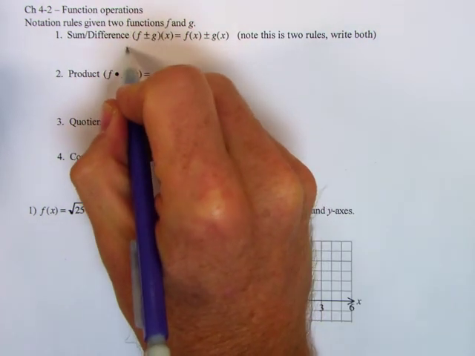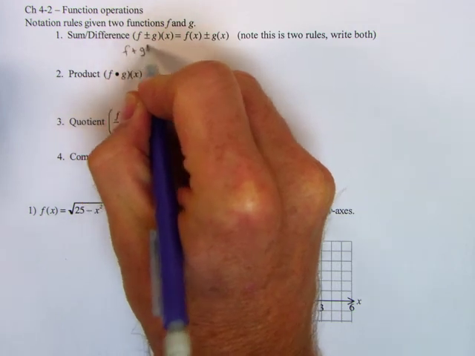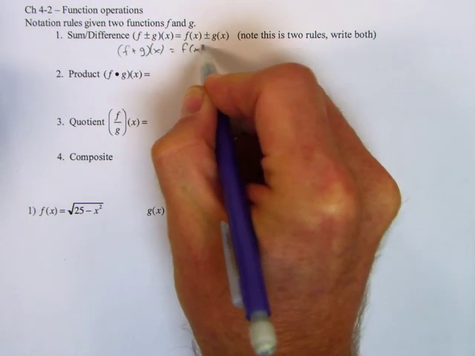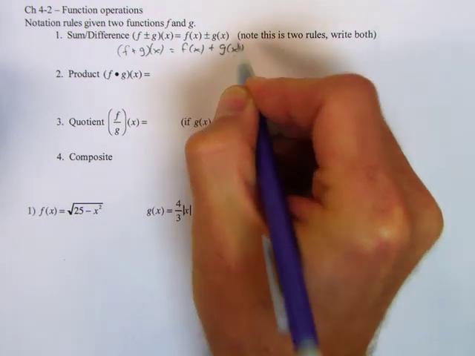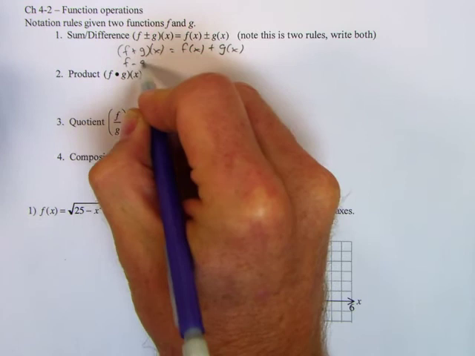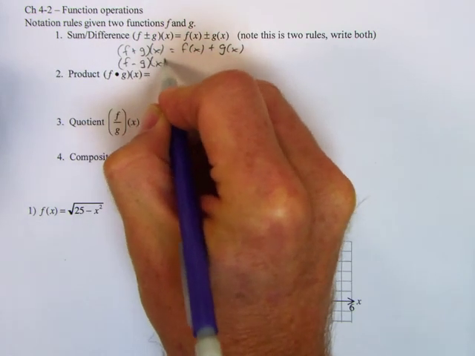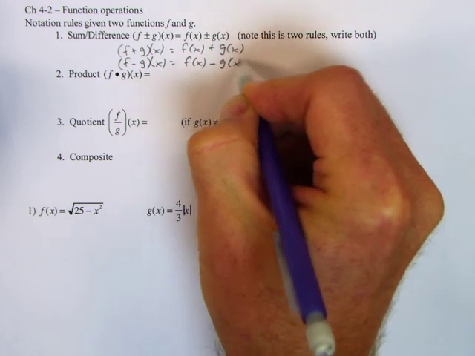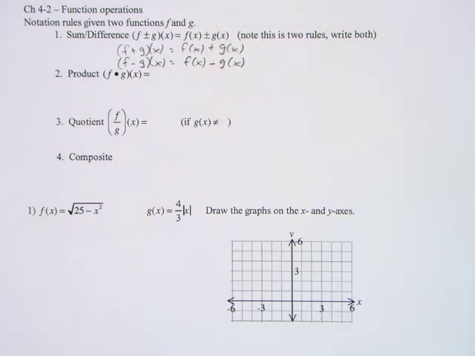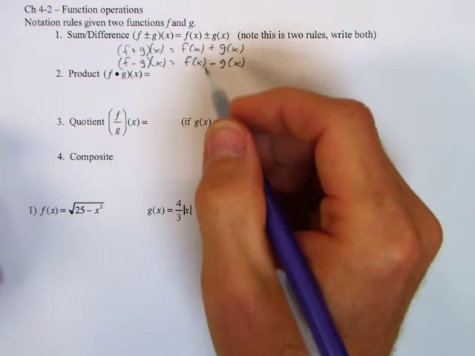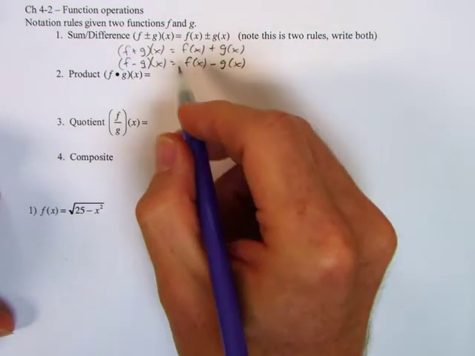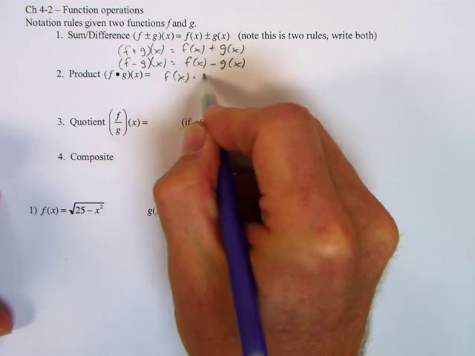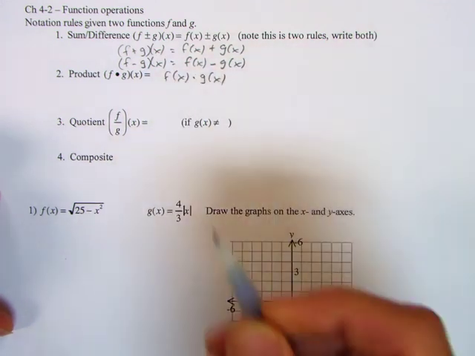What this one is saying is f plus g of x equals f of x plus g of x. It also says f minus g of x equals f of x minus g of x. So we put the plus or minus just because it's a compact notation. Next one, this solid circle is the multiplication. So this is going to give us f of x times g of x.